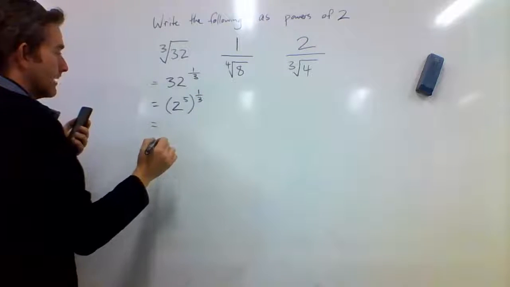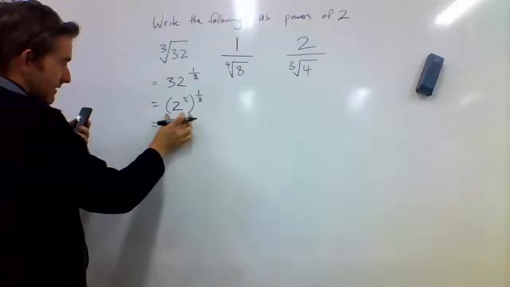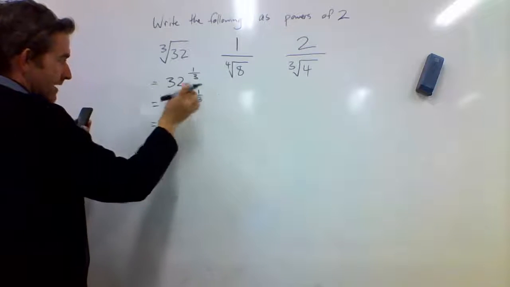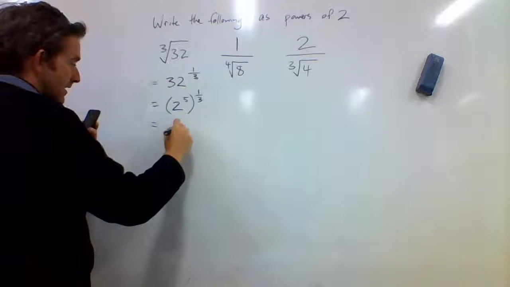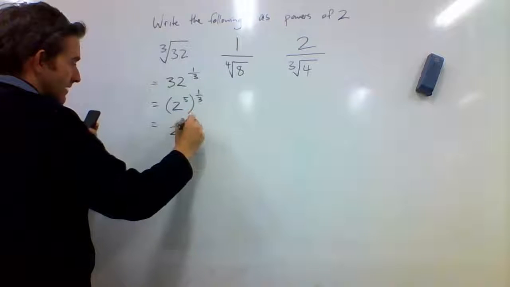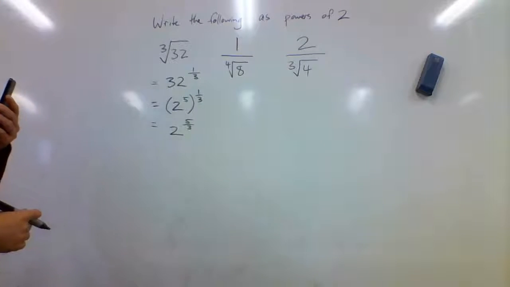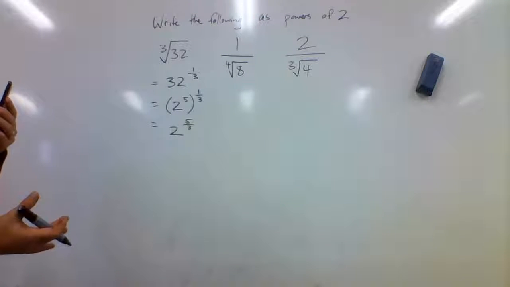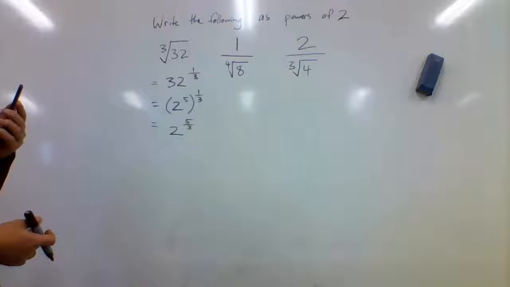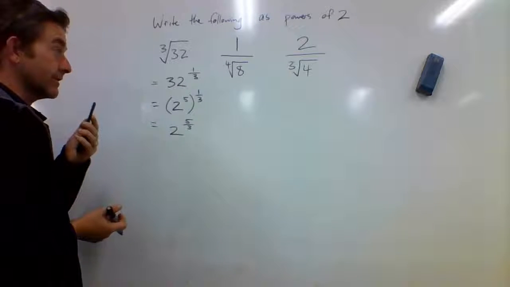So really all I have to do here is I've got a power inside the bracket, a power outside the bracket. I need to multiply them together. I get 2 to the power of 5 over 3, because 5 times a third is 5 thirds. I would leave it like that. If it asks you to find the value of it, then you can just whack it into your calculator and it will solve it for you.